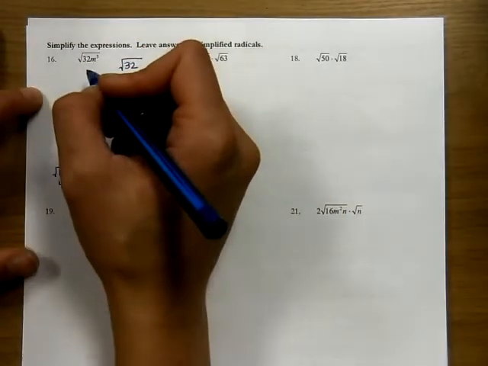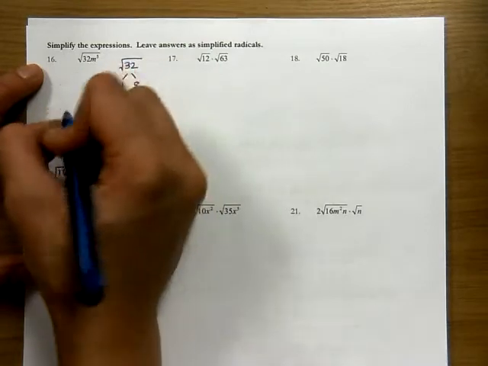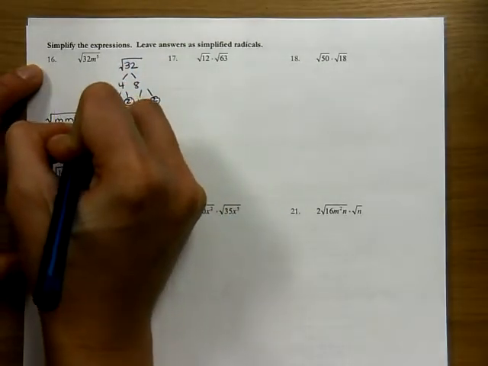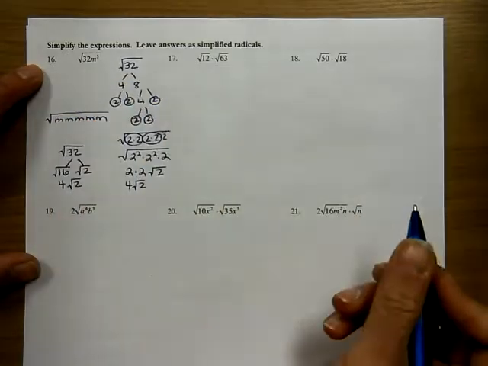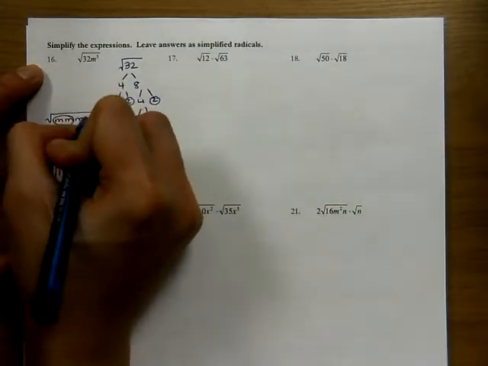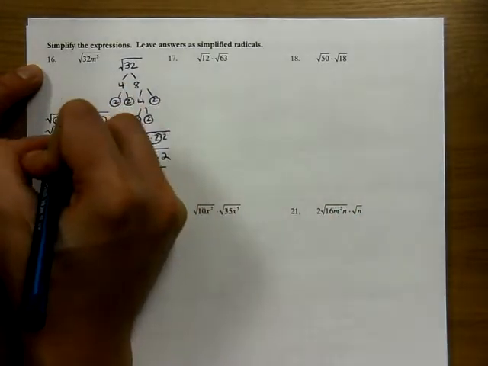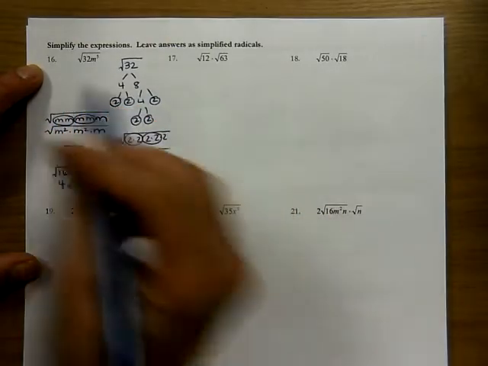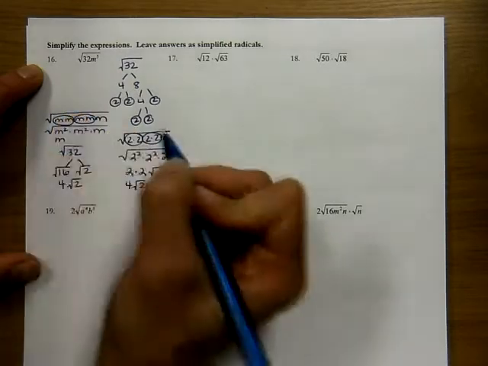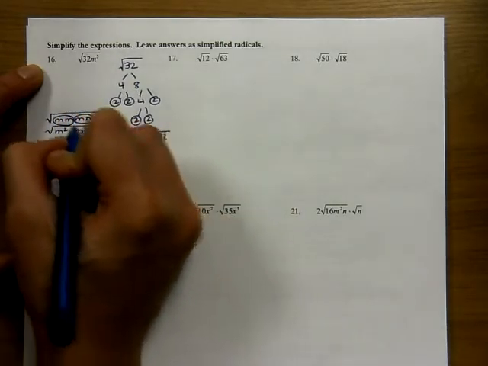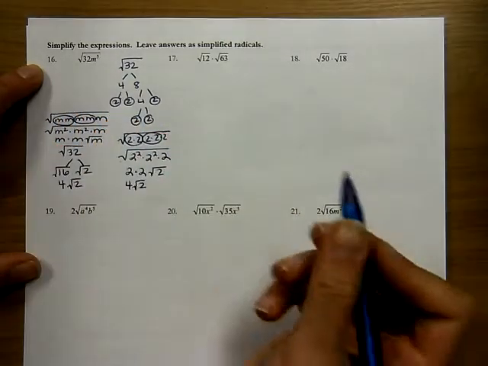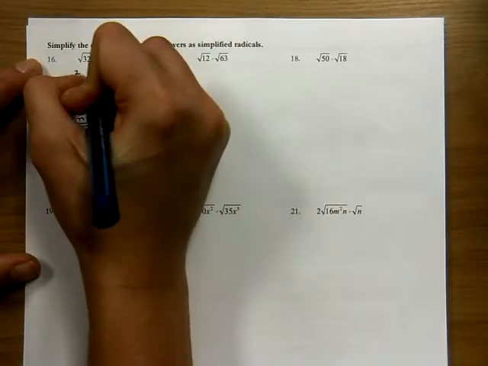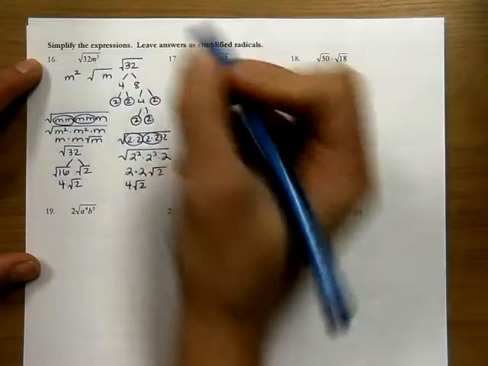Now I have to think through the m's, or m to the fifth. So m to the fifth, I can think of that as 1, 2, 3, 4, 5 m's multiplied together. I'm going to group these into perfect squares. That's the square root of m squared times m squared times m. Well, square root of m squared is just m. Square root of m squared is m. Square root of m I have to leave under there. Or in other words, I get m squared times the square root of m.